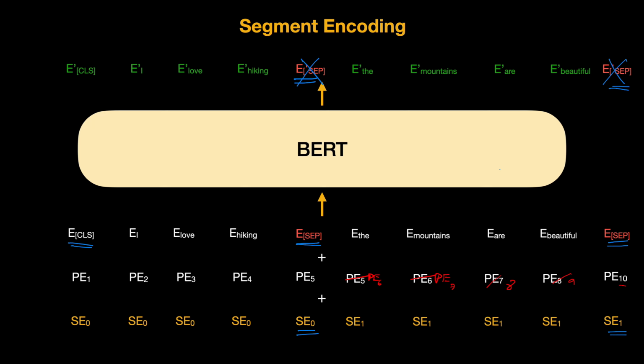Over time, BERT will see that the SEP token consistently appears at the end of the segment and learn to associate it with the sentence boundary. So with both segment encoding and SEP token, BERT now has enough clues to differentiate between two sentences.